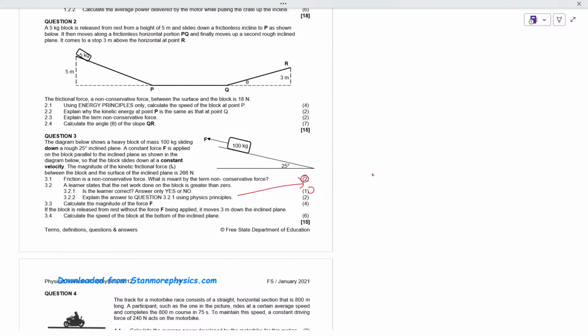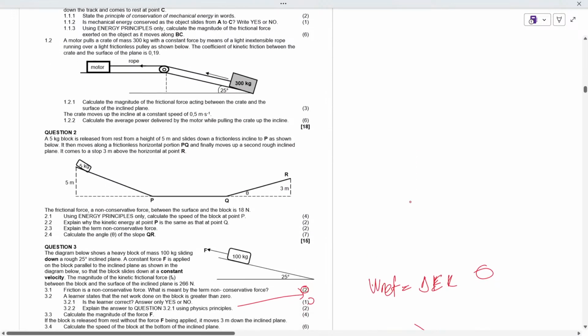So W net equals the change in kinetic energy. Because at constant velocity there's no change in kinetic energy, it is always constant. It means that when it comes to here also, the answer is no. Explain your answer: there's no change in kinetic energy because of the constant velocity. That's the answer you're going to give.